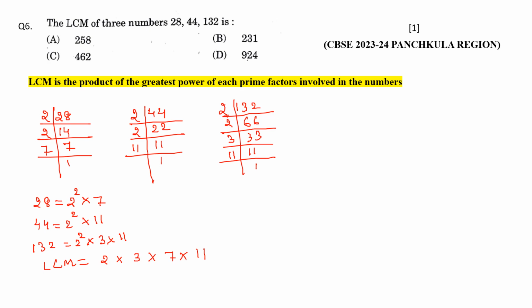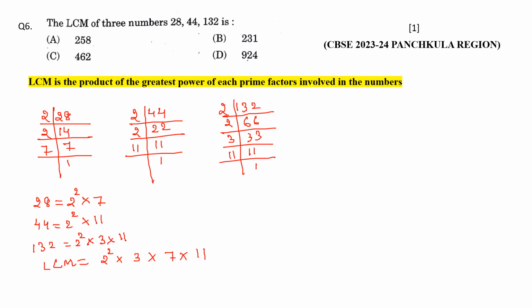So I can see the greatest power of 2 over here is 2. So here I will write 2. Greatest power of 3 is 1. 7 is also 1. 11 is also 1. So it will be 2 square, 3 to the power 1, 7 to the power 1.